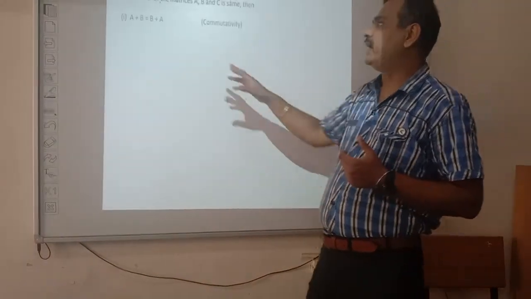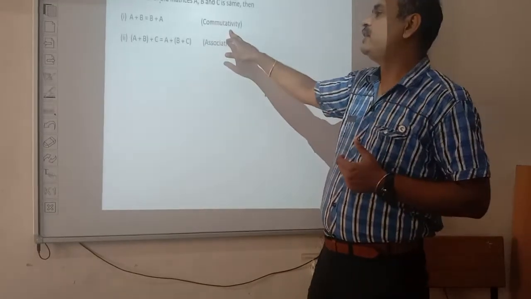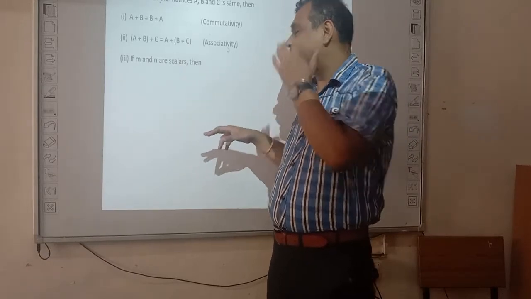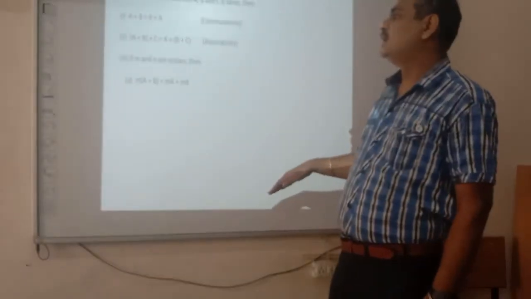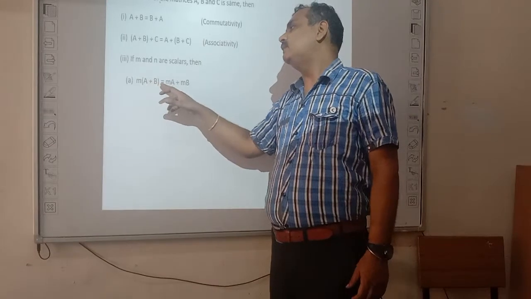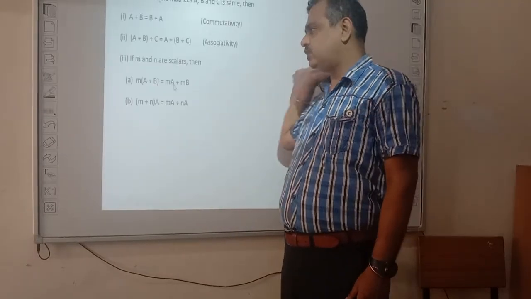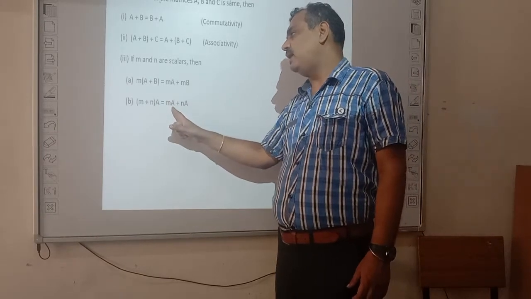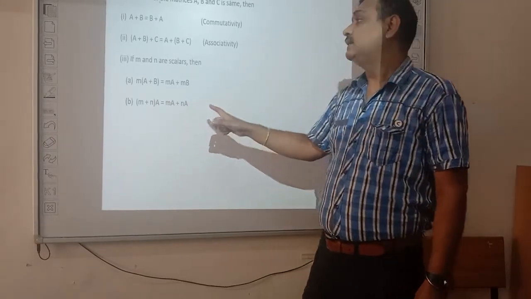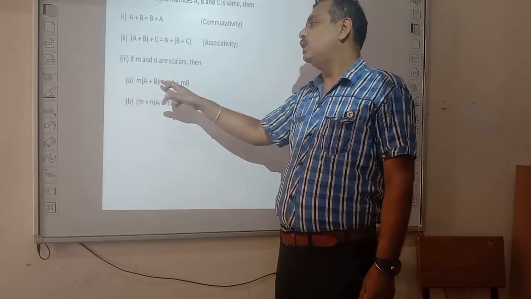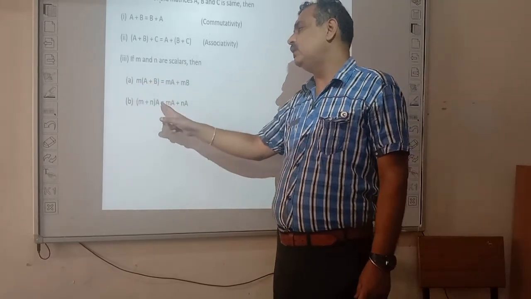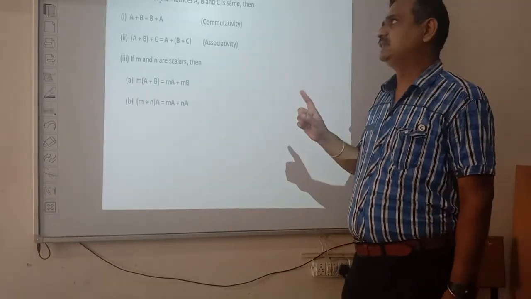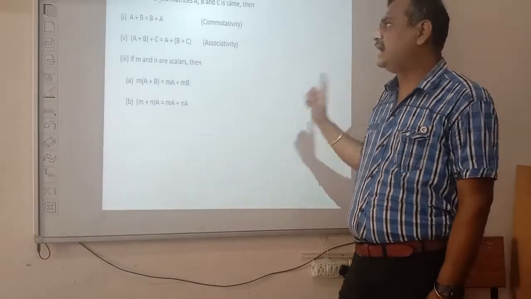Now let us take one property: commutativity holds, associativity holds, and if m and n are scalars, then m into (A plus B) equals mA plus mB, which means distributivity, and (m plus n) into A equals mA plus nA. This is distributivity of a number over two matrices, and this is distributivity of a matrix over two numbers. These properties hold.